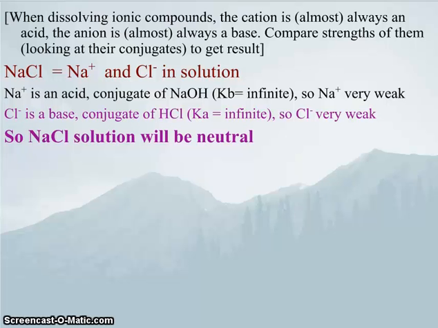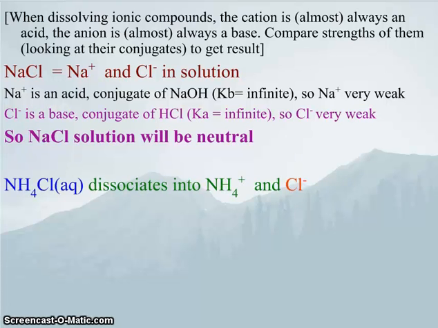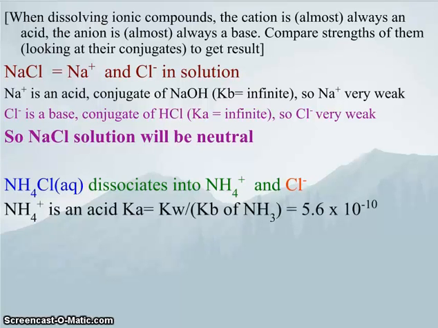worthless. So there's nothing. Ammonium chloride dissociates into ammonium ion and chloride ion. Now ammonium ion is an acid, and we can calculate the Ka value. The Ka for ammonium ion is Kw divided by the Kb of ammonia. The reason we're doing that is because the Kb of ammonia is one of those table values. If we take the value of Kw and divide by the Kb of ammonia, we get a value of 5.6 times 10 to the minus 10. So that's the Ka value for ammonium ion.